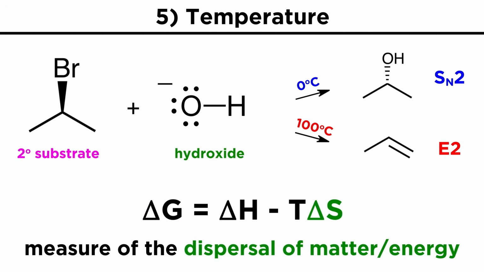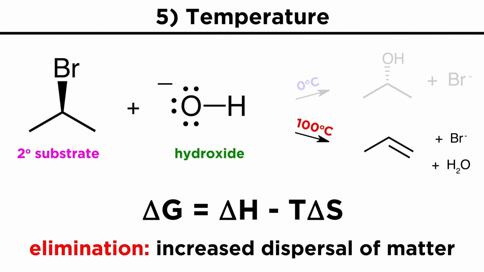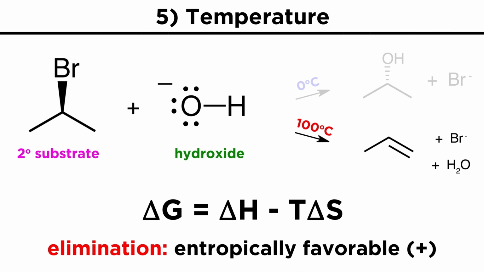Well, looking at delta S, we know that entropy is a measure of the dispersal of matter and energy. With the substitution, we are just swapping one group for another, so it is not particularly entropically favorable or unfavorable. But with elimination, we have a substrate and a base, which are two things, and we end up with the conjugate acid of the base, the alkene product, and the leaving group, which are three things. This represents an increase in the dispersal of matter, and is therefore entropically favorable.